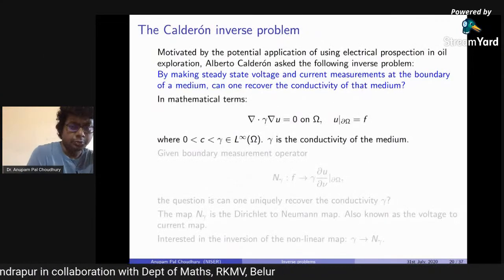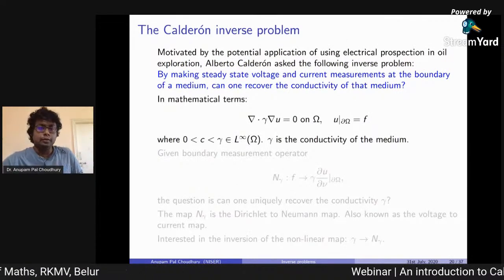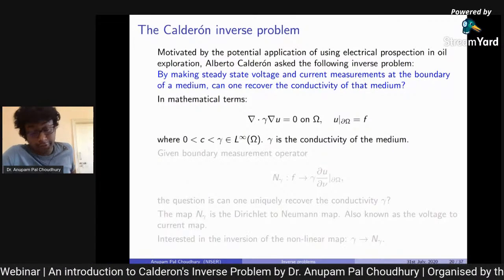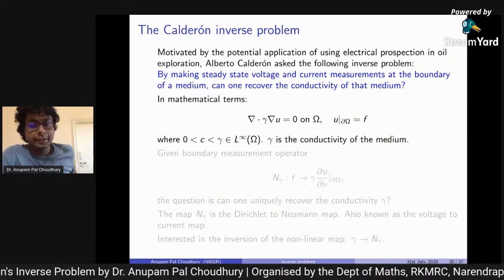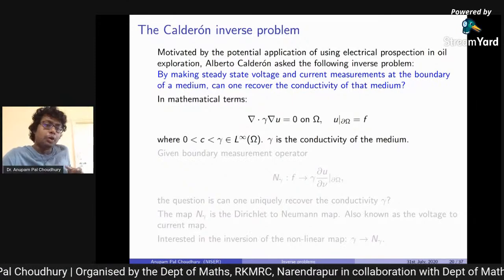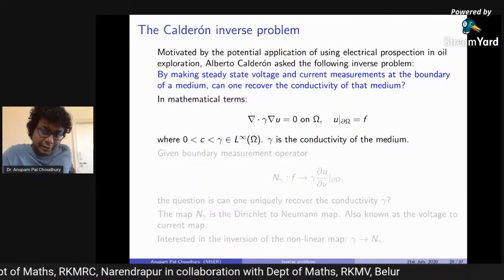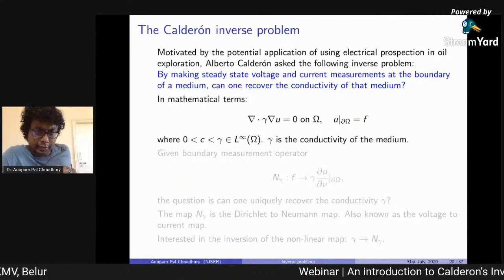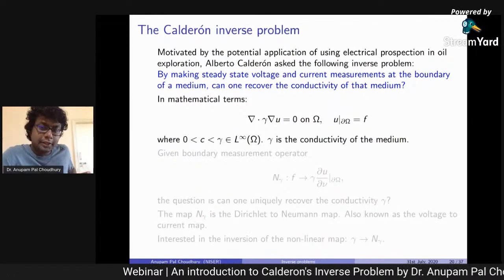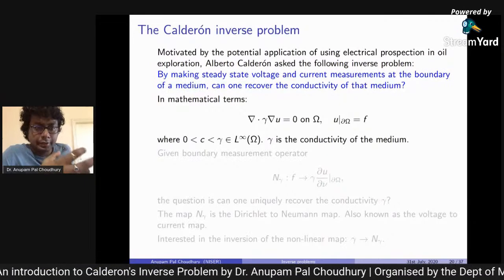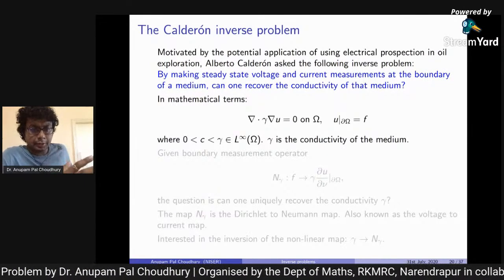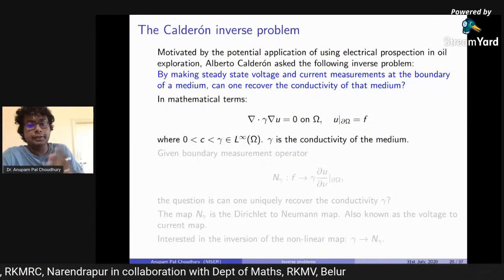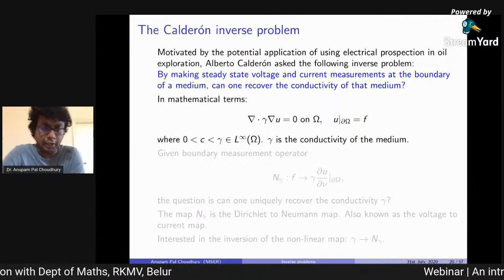Now, motivated by the potential application of this electrical impedance tomography, obviously Calderon was not really motivated from these medical examples. He was more interested in oil exploration and wanted to see whether this idea of electric prospection, using electric currents and current and voltage measurements, one can understand this oil exploration thing. So the idea is that by making steady state voltage and current measurements at the boundary of a medium, can one recover the conductivity of that medium? Okay, so this is the question Calderon asked.